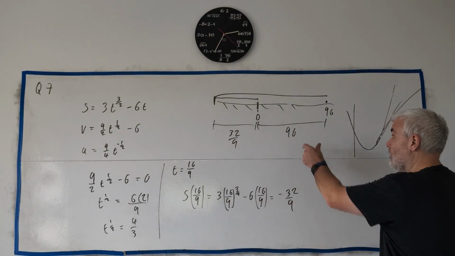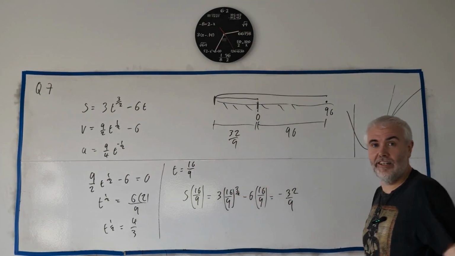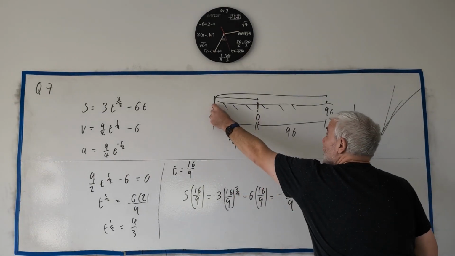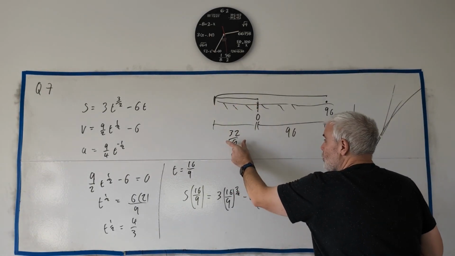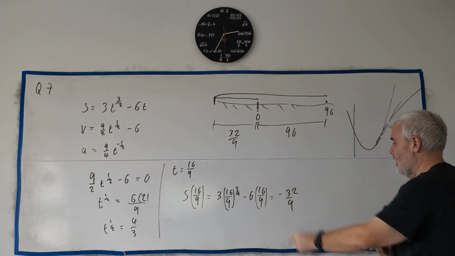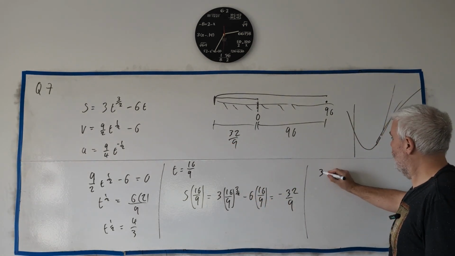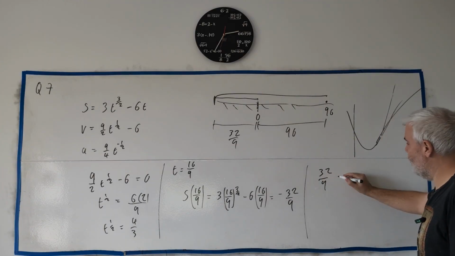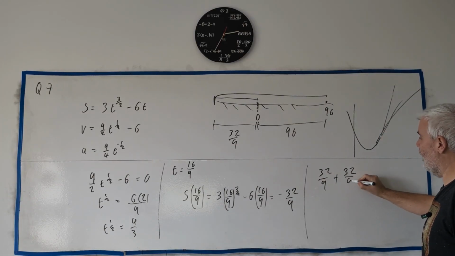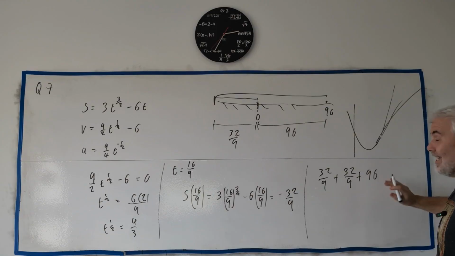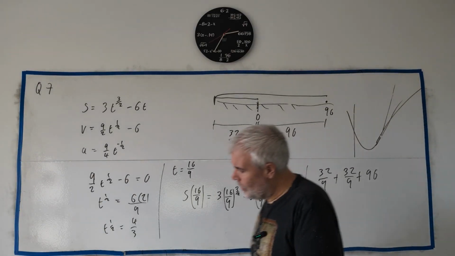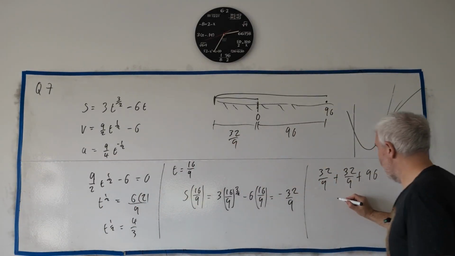So your total answer, again, don't add this with this. It's 2 of these. It's 1 and another one of them. So it's 2 times this plus 96. The final answer is 32 over 9 plus another 32 over 9 plus 96. That's the total distance traveled, which is 928.